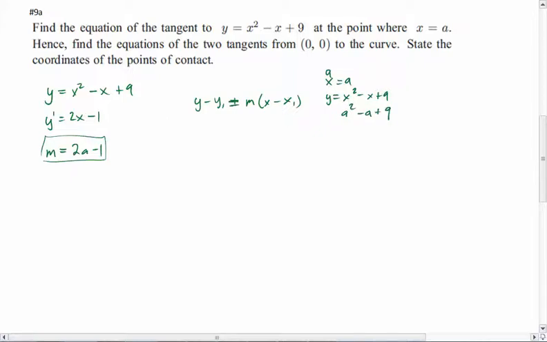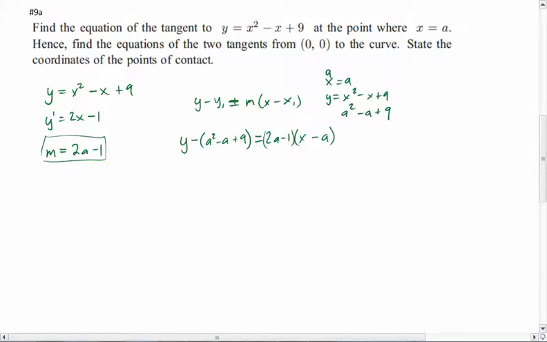And so we can go ahead and plug these in. We'll go y minus y1, which is a squared minus a plus 9, equals m, which is 2a minus 1, times x minus x1, which was just the a. And so from there, we're just going to simplify. And after we've simplified, we should get essentially the simplified equation that we're going to be able to work with.